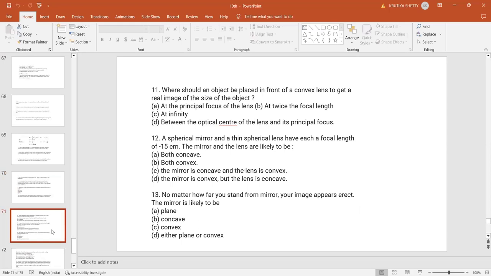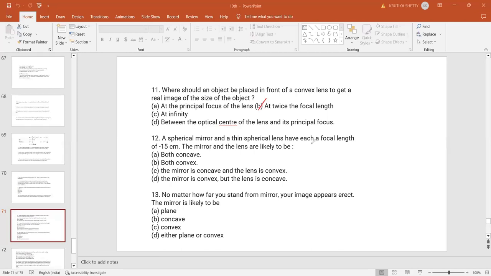Where should an object be placed in front of a convex lens to get a real image of the size of the object? The options given are: at the principal focus, at twice the focal length, at infinity, between the optic center and the principal focus. So again, this is based on the table of convex lenses. Convex lenses have 6 cases, and in those 6 cases, the image must be real and of the same size when the object is at 2F, that is, when the object is at twice the focal length. That is option B, the correct one. Okay, so note it down.